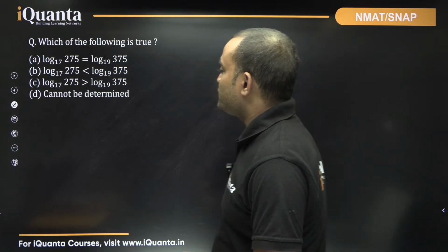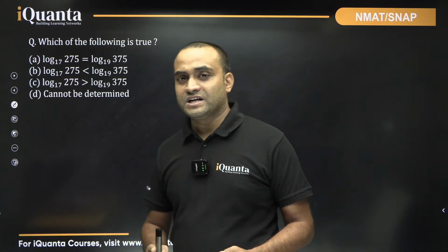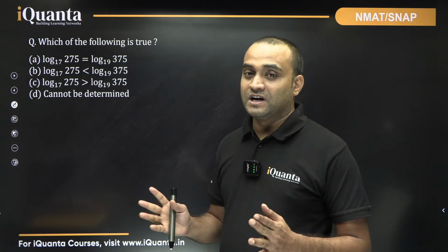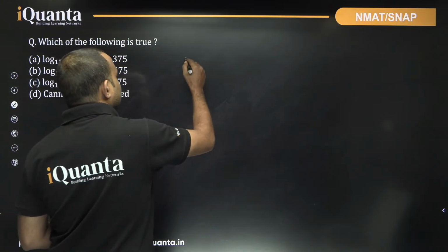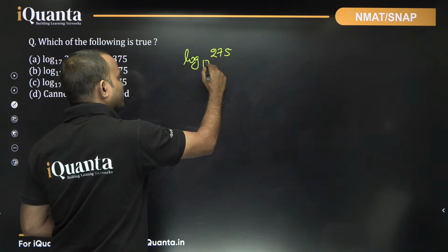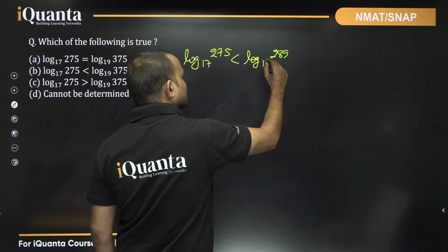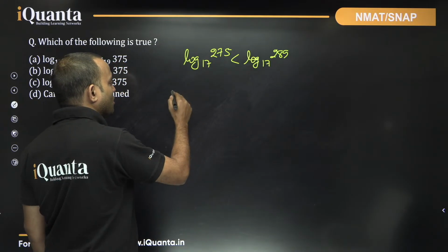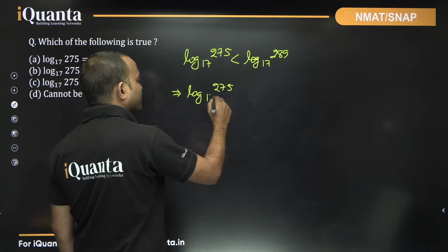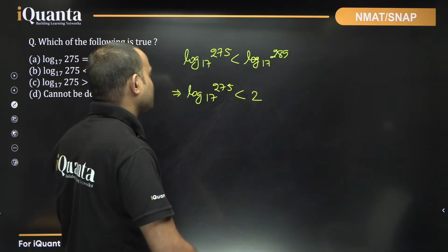What's the answer here? Option B. Okay. So if we try to find the value of log 275 base 17, 275 is not a multiple of 17, right? So it's a little difficult to break it, but can I say that log 275 to the base 17 will be less than log 289 to the base 17, right? Or we can say that log 275 to the base 17 will be less than 2. Why? Because 289 is nothing but 17 square.